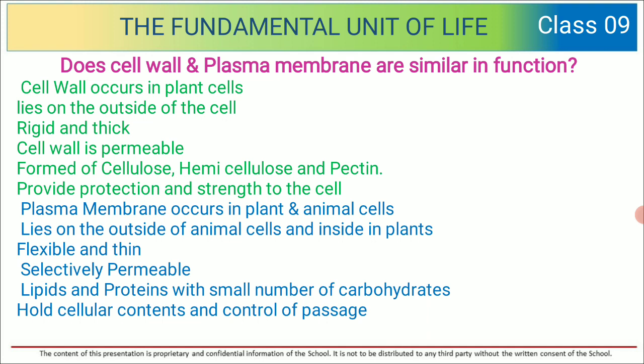The cell wall is rigid and thick. The plasma membrane is flexible and thin. The cell wall is permeable. The plasma membrane is selectively permeable. The cell wall is formed of cellulose, hemicellulose and pectin. The plasma membrane is made of lipids and proteins with a small number of carbohydrates. The cell wall provides protection and strength to the cell. The plasma membrane holds cellular contents and controls the passage.